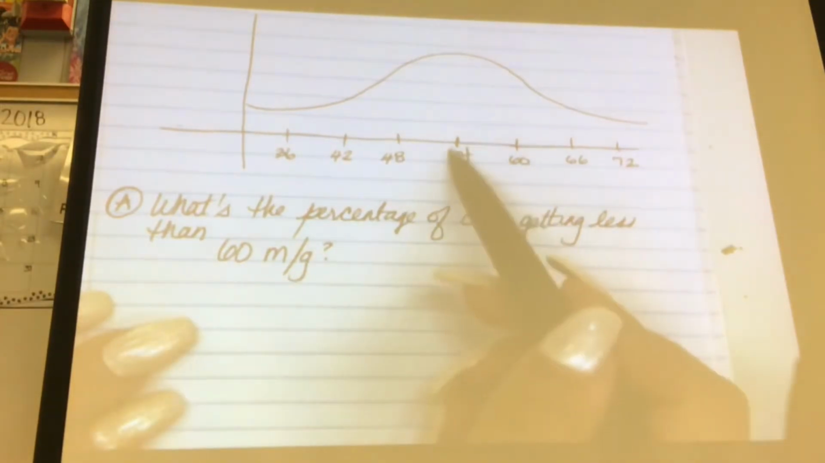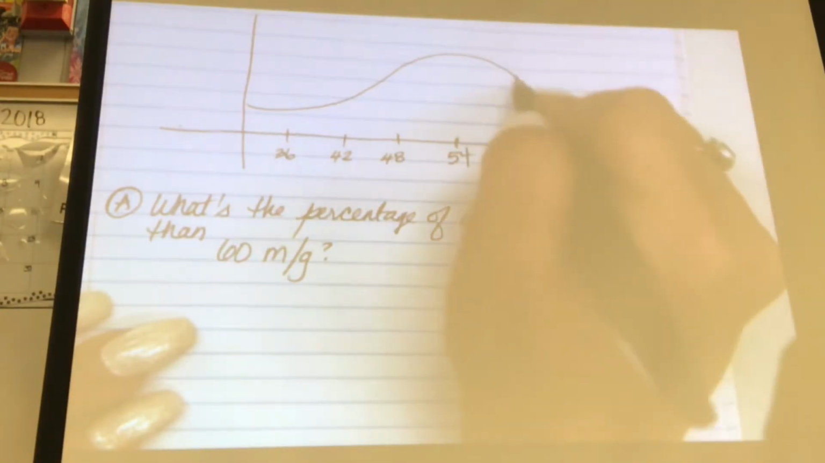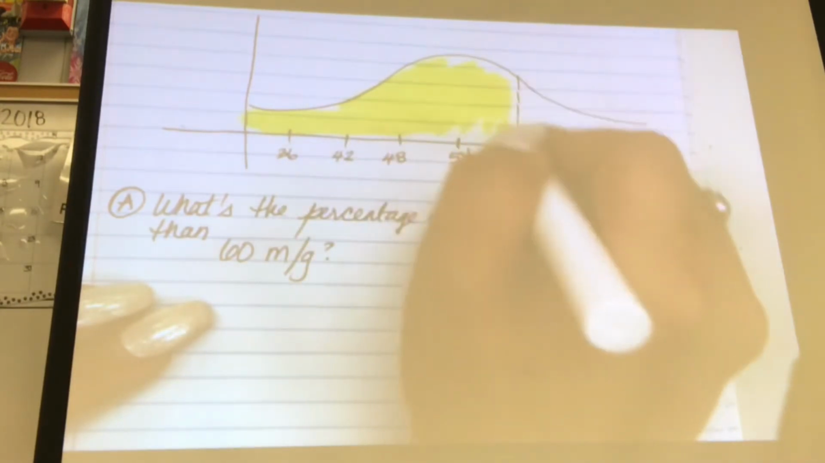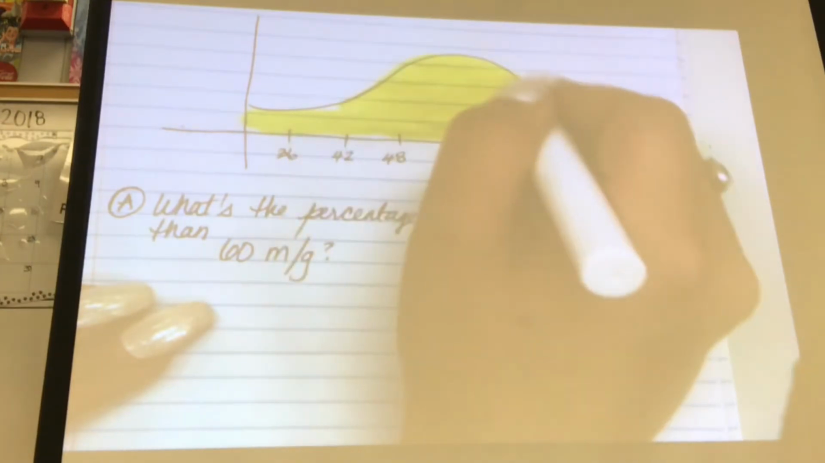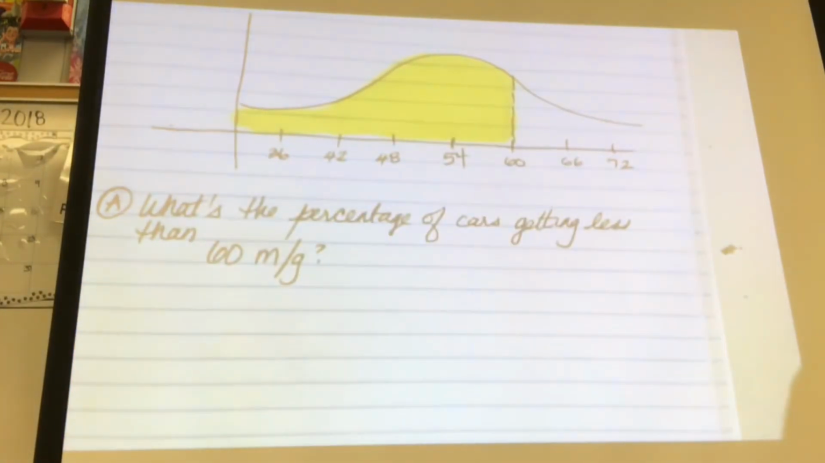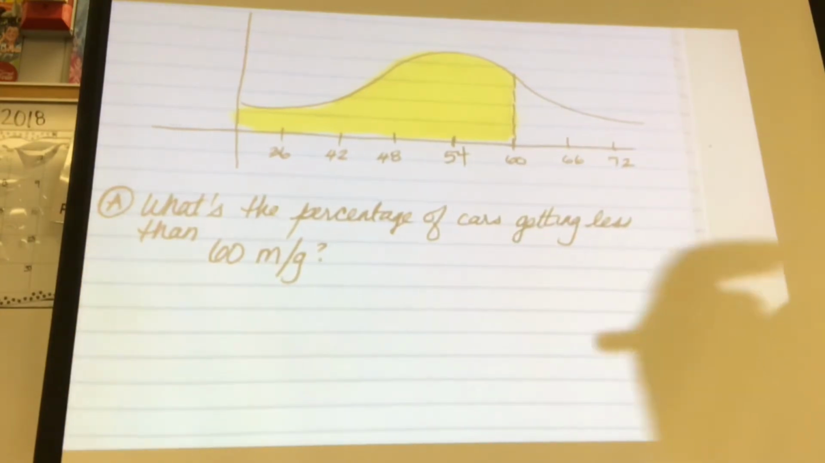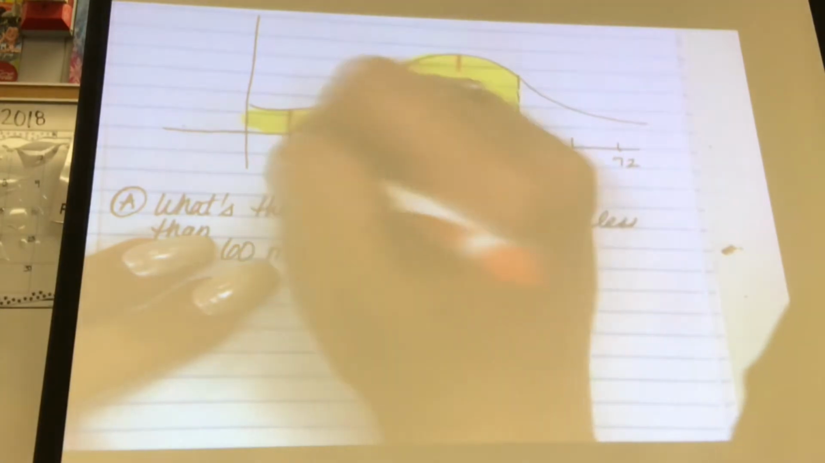Well, this is 54 miles per gallon. Here's 60 miles per gallon. So I want all of this, less than 60 miles per gallon. That's what we did yesterday. Nothing new so far. But now I get to introduce the percentages. Because now I know how much is in each one. I know how much is in this. I know how much is in this. And I know how much is in these.